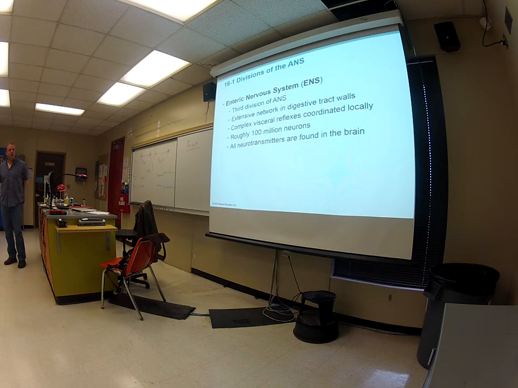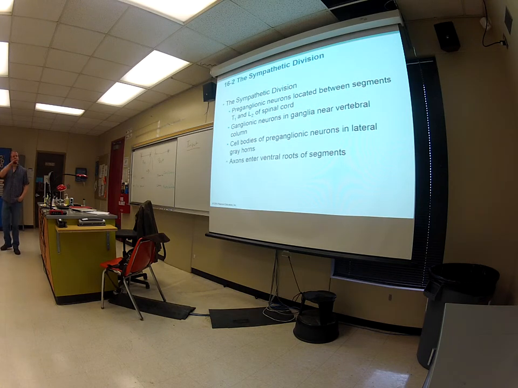Enteric nervous system. Wow, okay, this is interesting because it's a third division of the ANS, and I'm not going to put a lot of time into it. It's an addition. It's a third division, an extensive network in the digestive tract. Now, we're going to reference this, so for right now, just put it on a back burner, and we'll come back to it. It's better referenced when we get to the digestive system. But it's an extensive network in the digestive tract, with complex visceral reflexes, roughly 1 million neurons. All neurotransmitters are found in the brain.